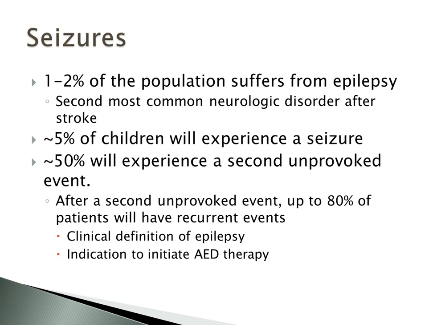So seizures, 1 to 2% of the population will suffer from epilepsy. It is one of the more common forms of neurologic disorders, following stroke. About 5% of children will experience a seizure, but only 50% of those patients will go on to have a second unprovoked event, and therefore having the diagnosis of epilepsy. Once a patient has a second unprovoked event, the risk of having subsequent unprovoked events is up to 80%. So that's why that's the definition of epilepsy. And for almost all seizure types, that's the indication to start therapy, is once you have that diagnosis.